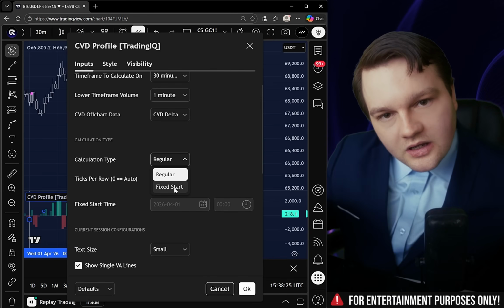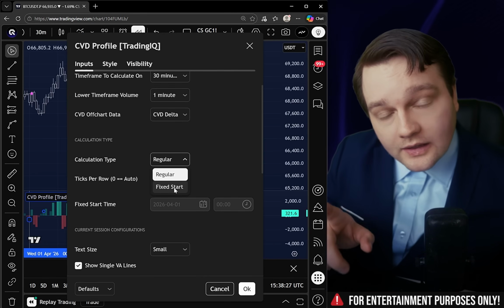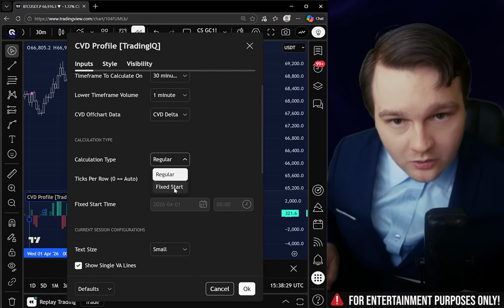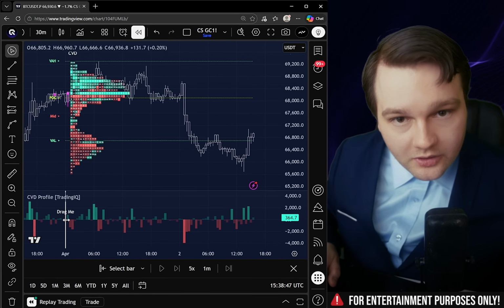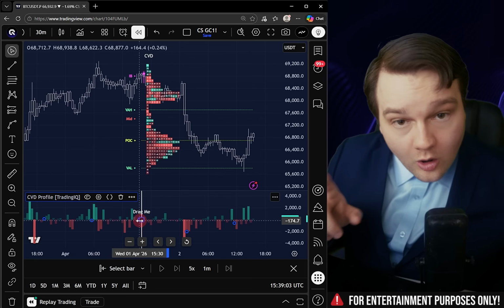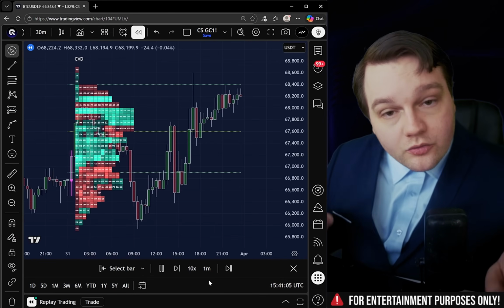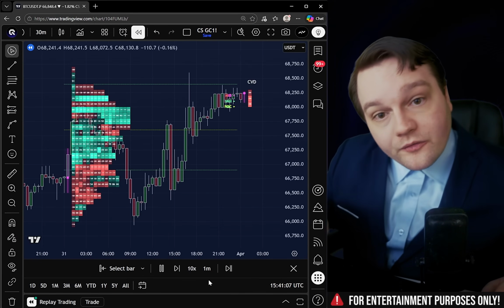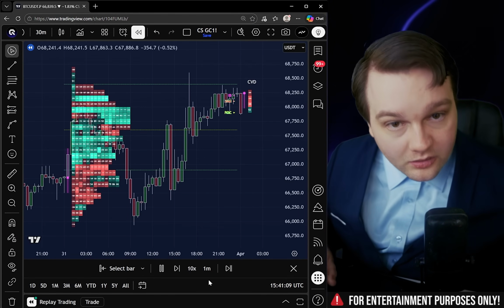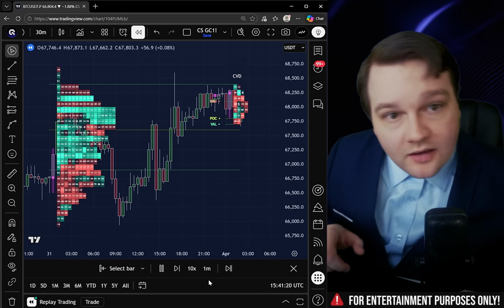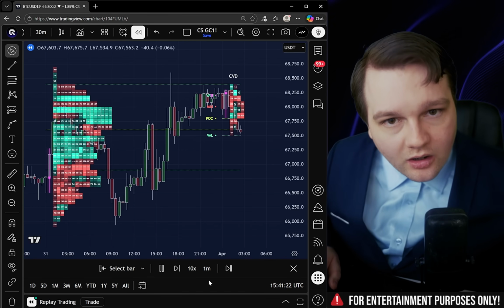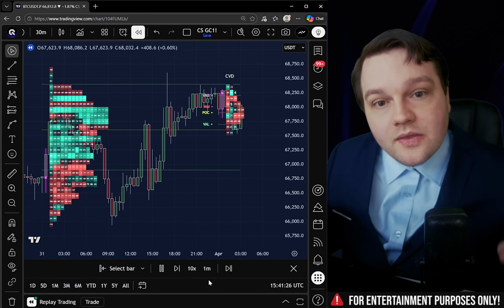And you can even configure these profiles to calculate over a fixed time period. You can drag this line down here to force the profile to only calculate on the candles that you care about. If you don't use the fixed start feature, the profiles will recalculate once per day. Some of you might be fine with that, and some of you might yell at me because you want another option. So let me know in the comments below.